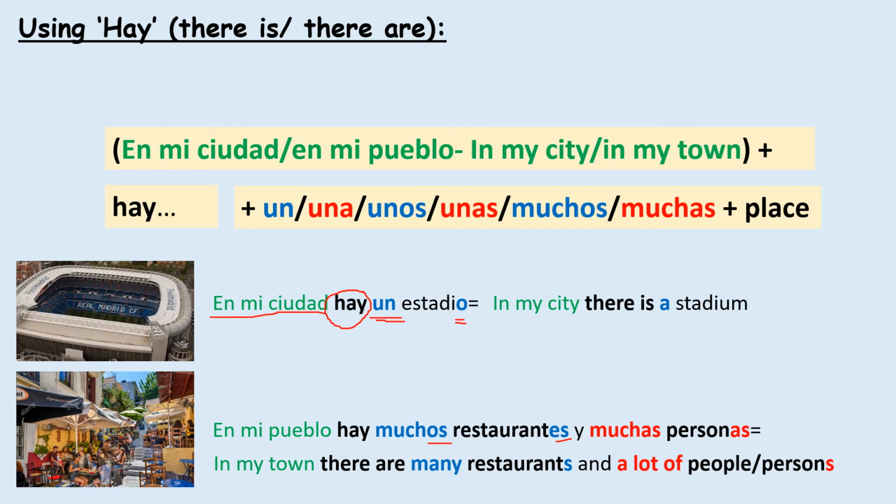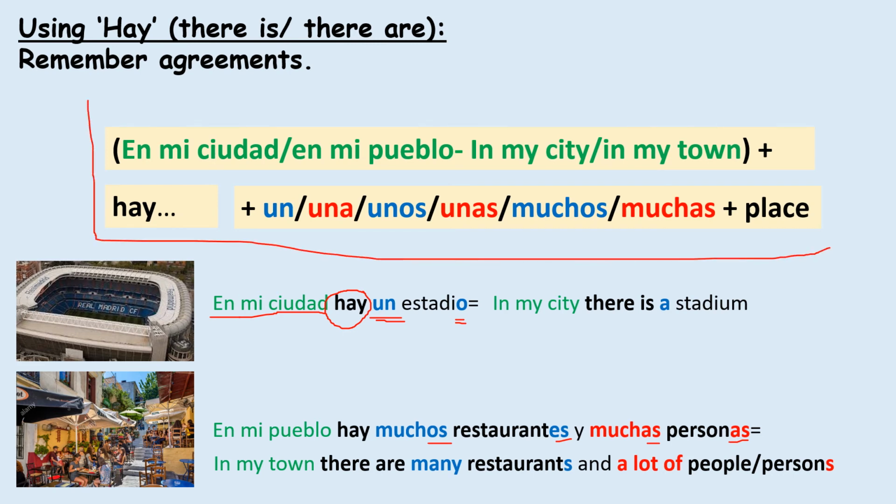It means that there are more than one. Same with people or persons. Muchas and personas agree together. They are both feminine and plural. So when you're talking about what there is or there are in your city, you need to remember about agreements. Right, now copy the rule in your book. I give you 30 seconds.